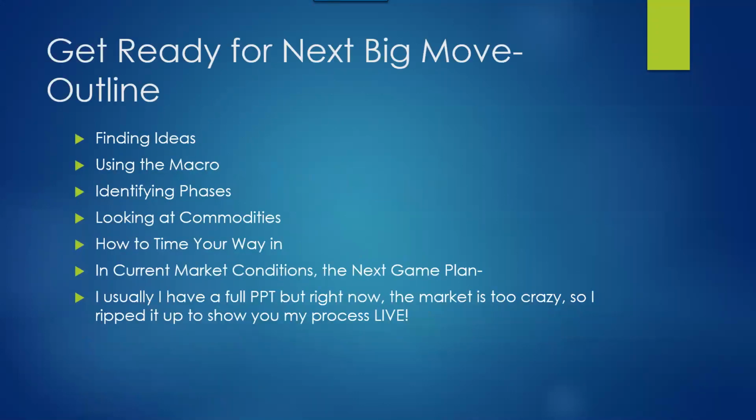Now, this is kind of the outline of what I'm hoping to cover today. One, of course, is how do you find an idea? What should you trade? Where do you get your ideas from? Then once you have an idea, having a good outlook on what the macro picture is doing or what the overall market is doing. Then also being able to identify phases. We're going to take a quick look at commodities, and you'll understand why when we talk a little bit later. And then more specifically, how we use certain techniques to time our way into the market.